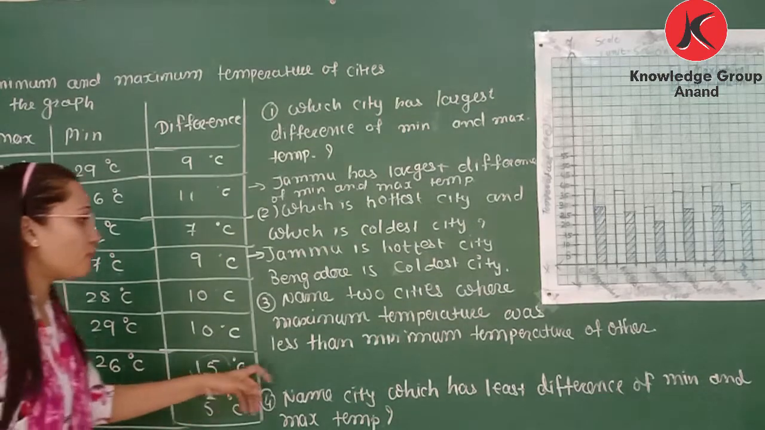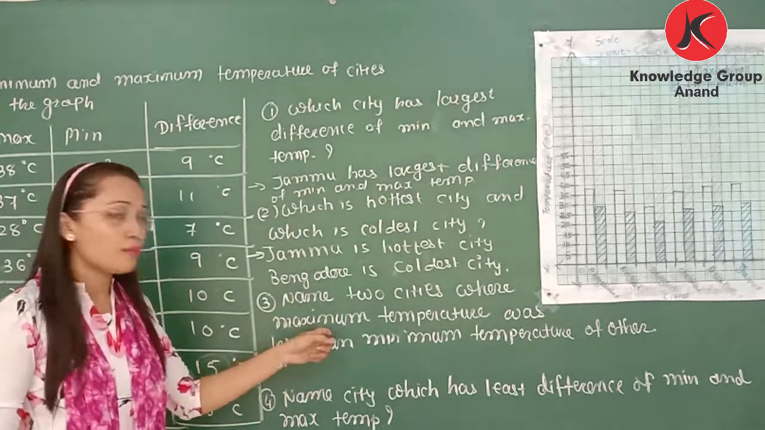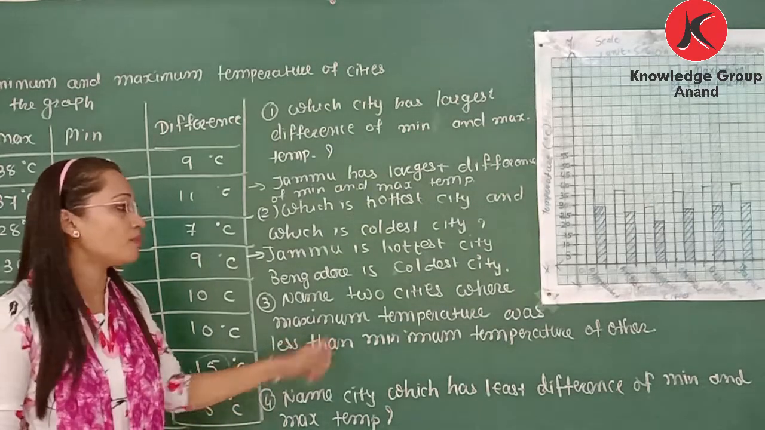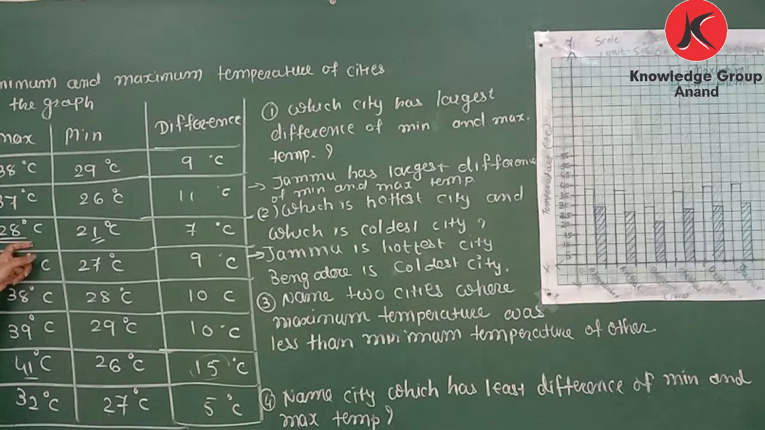Now next, name 2 cities where maximum temperature was less than the minimum temperature of other city. So here you need to find the pair of two city in which maximum temperature of one city will be less than the minimum temperature of other city. Now you can see Bangalore is the coldest city, so its maximum temperature is 28 degrees Celsius. But here in Ahmedabad the minimum temperature is greater than the maximum temperature of Bangalore.